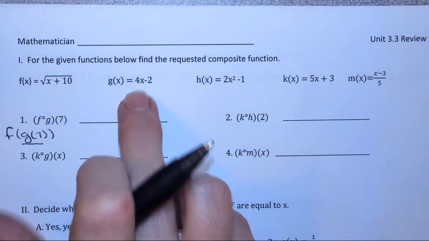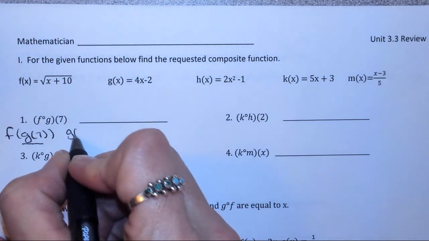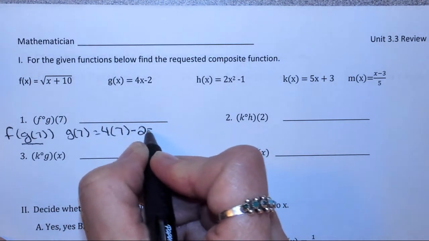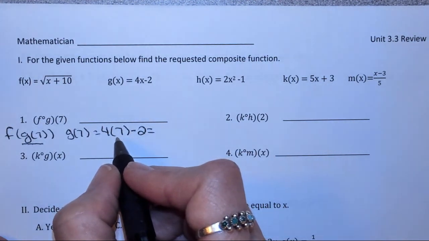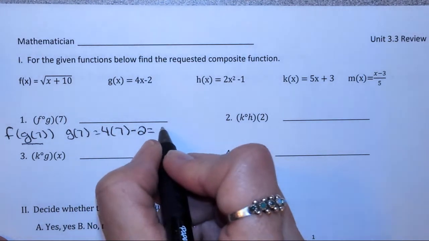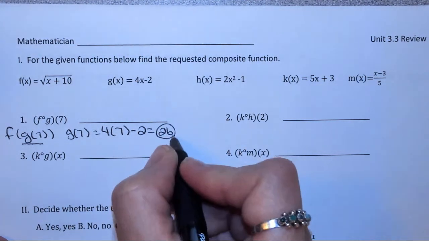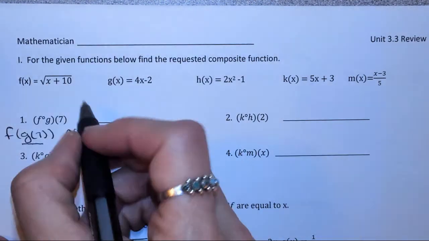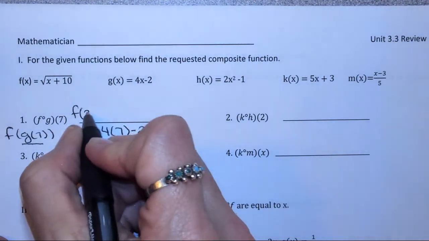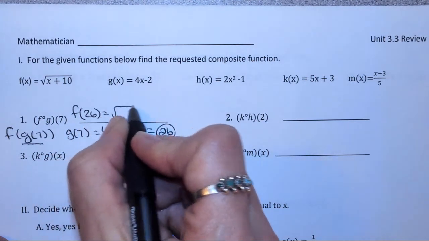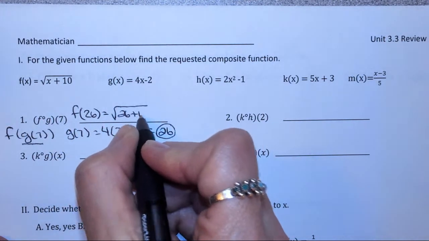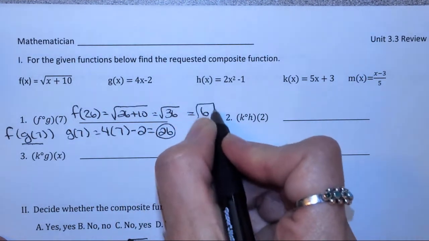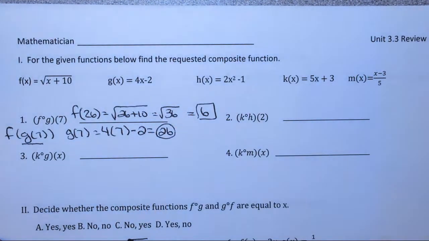So I'm going to go to the G function, which is right here. And I'm going to say G of 7 equals 4 times 7 minus 2. 4 times 7 is 28. And 28 take away 2 is 26. That's your first answer. Now I'm going to take that answer and plug it into the F equation. So F of 26 equals the square root of 26 plus 10, which is the square root of 36, which is 6. And remember, your last answer is your final answer.